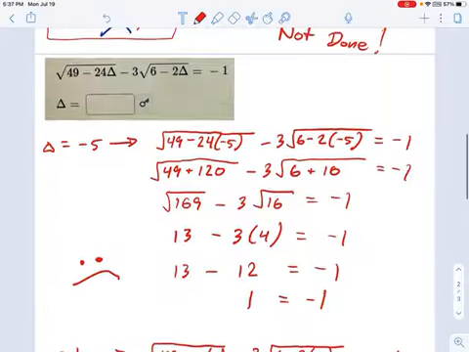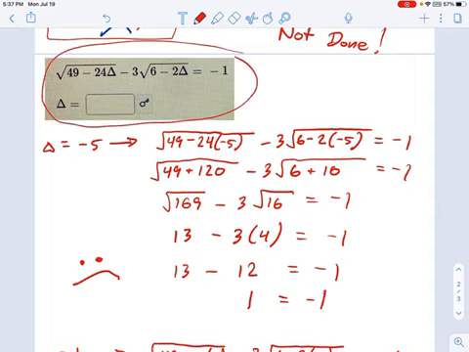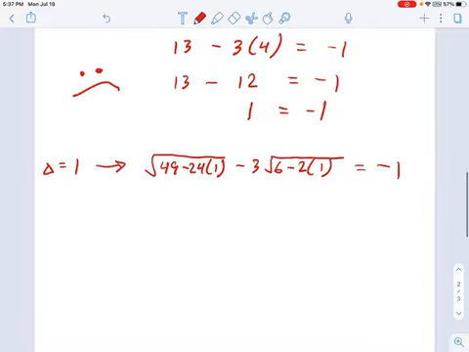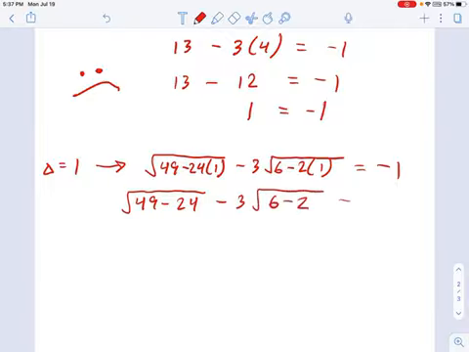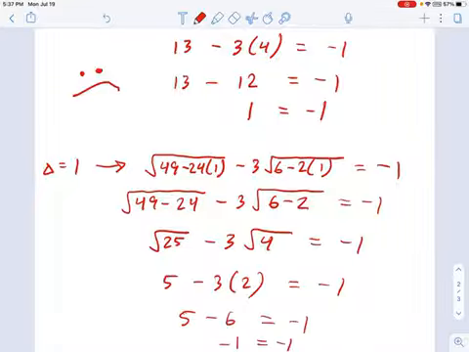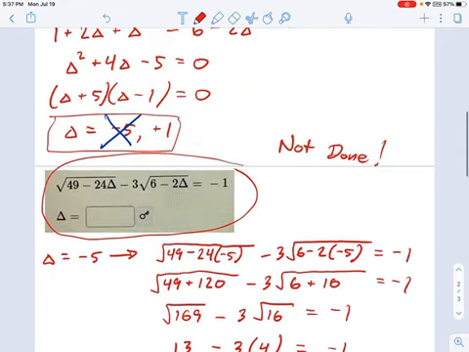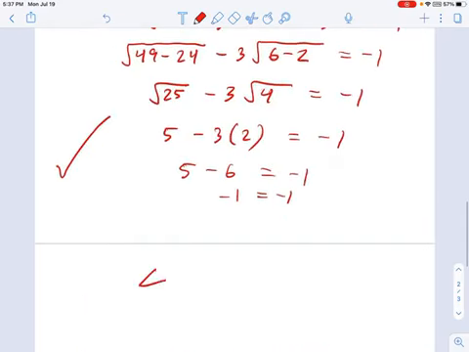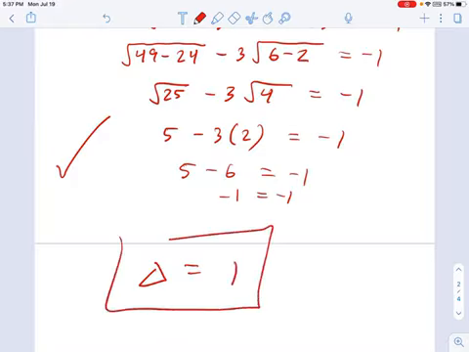If you're wondering where those numbers were coming from, remember, I'm just taking this equation and plugging delta equals 1 in for every variable. So now we just work through this, and this is going to be 49 minus 24 minus 3 times 6 minus 2 equals negative 1. And that's going to be the square root of 25 minus 3 times the square root of 4 equals negative 1, which is 5 minus 3 times 2 equals negative 1, which is 5 minus 6 equals negative 1, and that works. Hooray! So that means we have one solution. Delta equals 1 is our single solution to this equation.